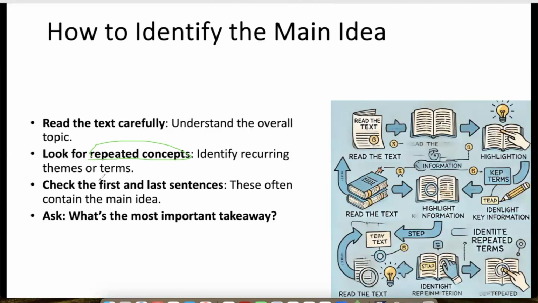What else? Read the first and the last sentence of each paragraph, or the first and the last paragraph of each essay or paper, I mean of an article, because they usually contain the main idea or a summary of the main idea. And always, guys, keep asking yourself this question: what is the most important takeaway? Takeaway means, what can I learn from this one? It's going to help you identify the main idea.